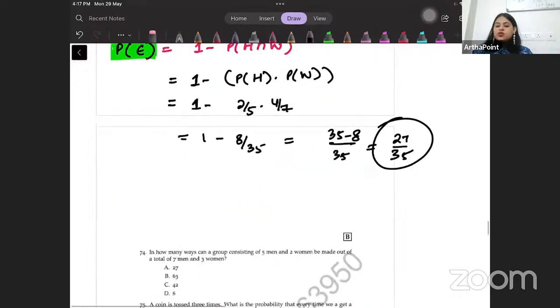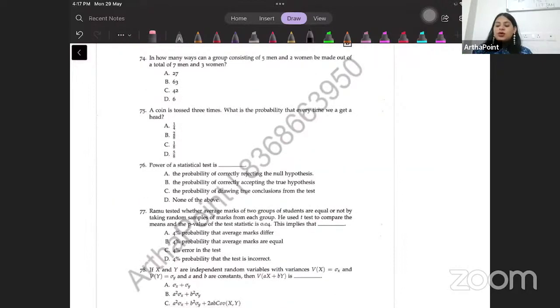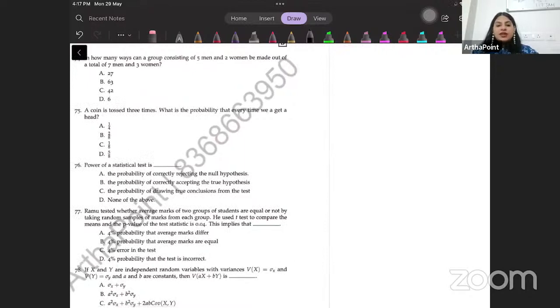Okay, now come to the next question. In how many ways can a group consisting of 5 men and 2 women be made out of a total of 7 men and 3 women? So I need to go ahead and make a group consisting of 5 men and 2 women. Very, very simple. So what am I going to do? Out of 7 men, I need 5. And out of 3 women, I need 2.